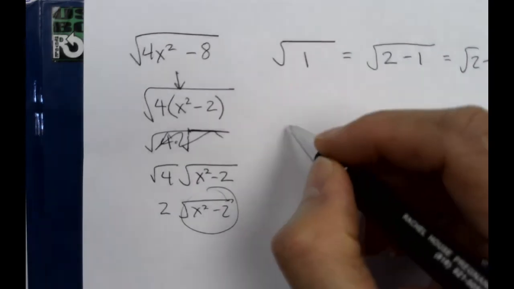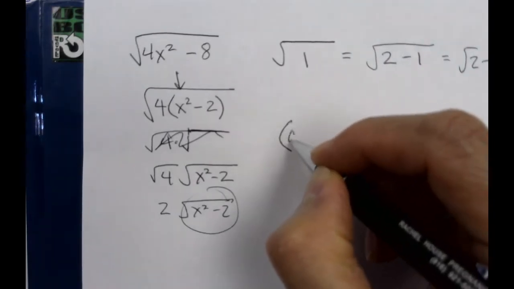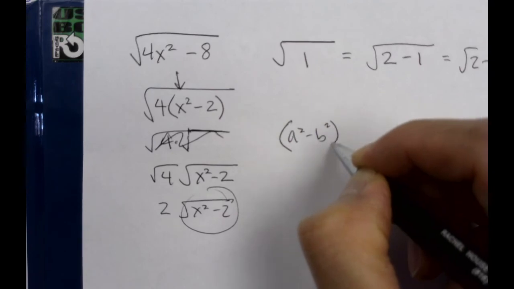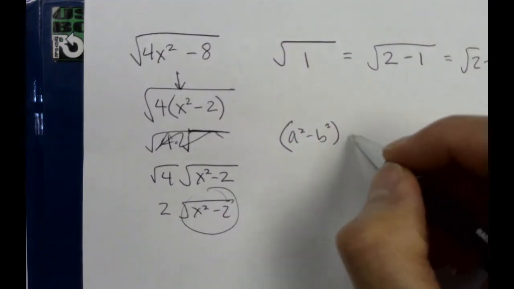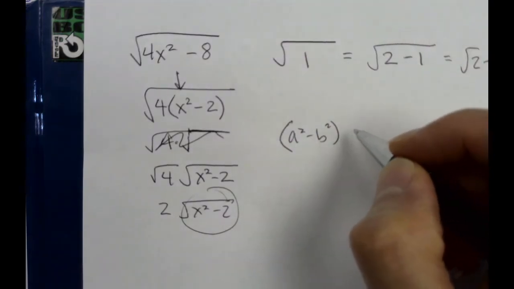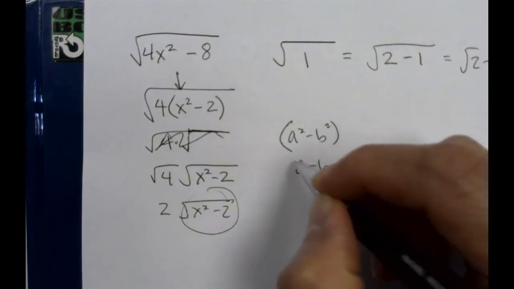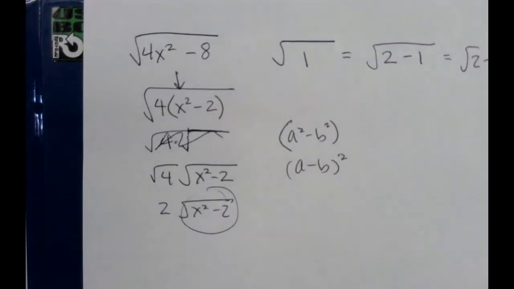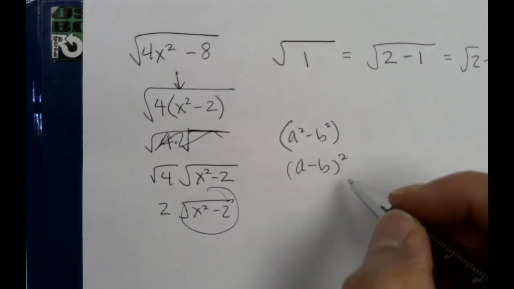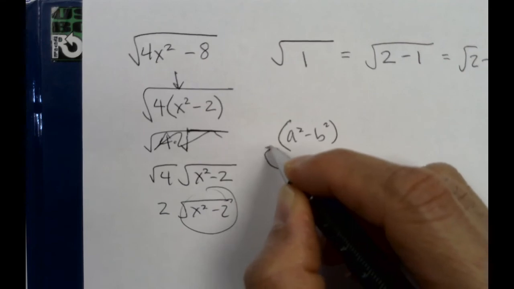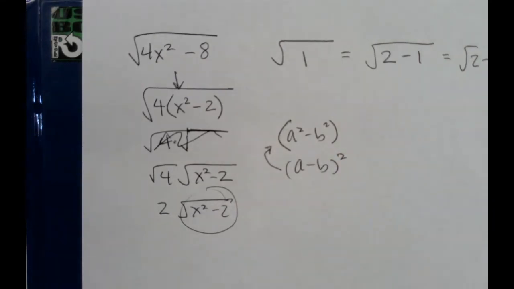Right, and we'll see this as well when it comes to factoring. A squared minus b squared is not a minus b squared. Those are not the same thing. Or more often people are doing this, and that is not legal.